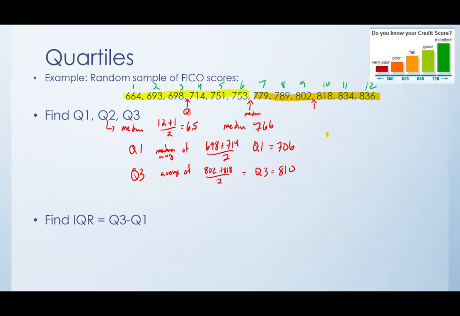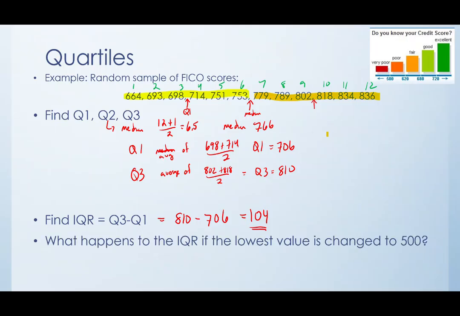Okay, so that wasn't too painful. And so the only thing is, if this had 13 data values, then our median would actually be that 779 or whatever the number is in the middle, and it really wouldn't impact our Q1 and our Q3. So our interquartile range is going to be our Q3, 810, minus our Q1, 706, and that's going to be 104. So that's a pretty simple calculation.